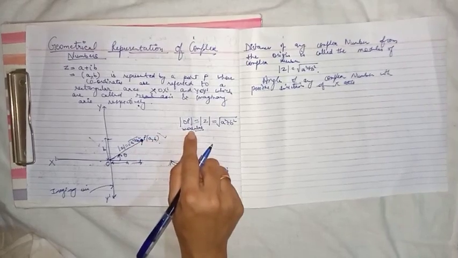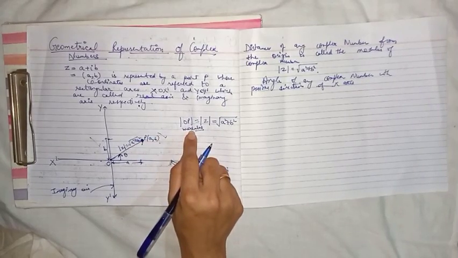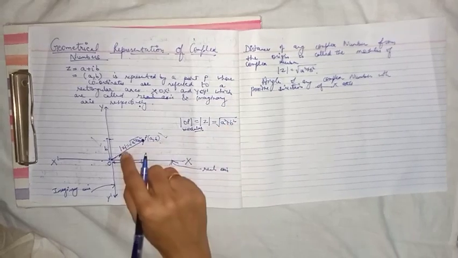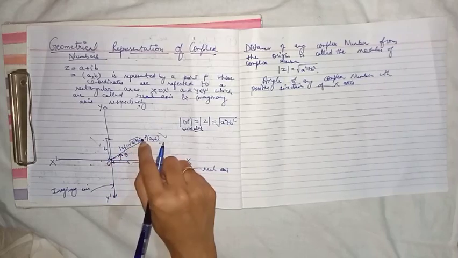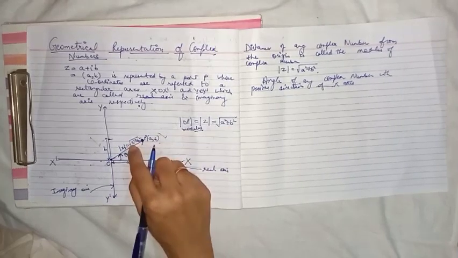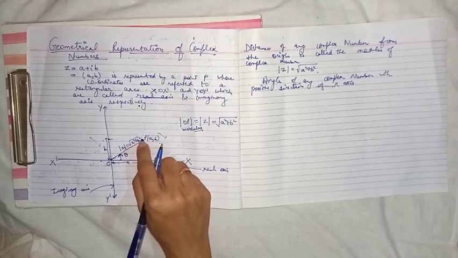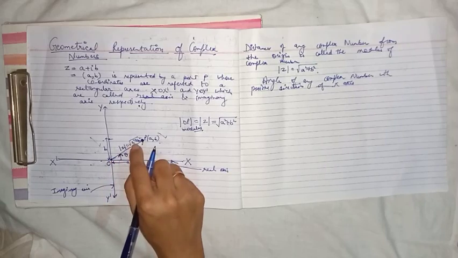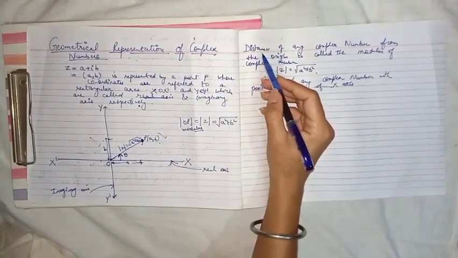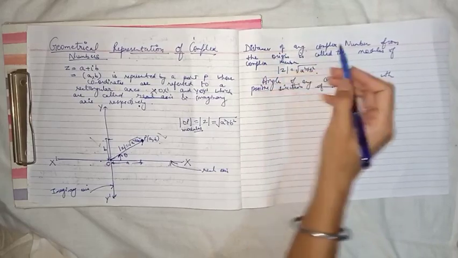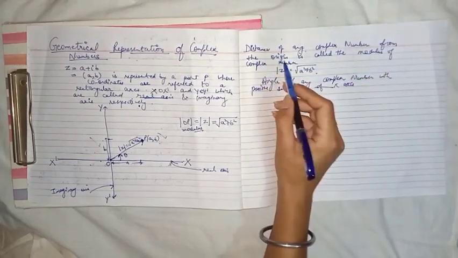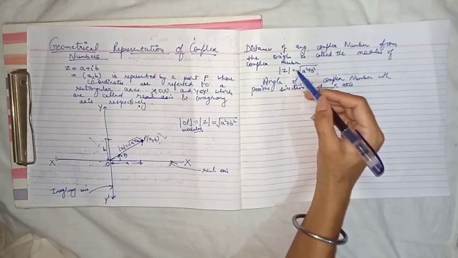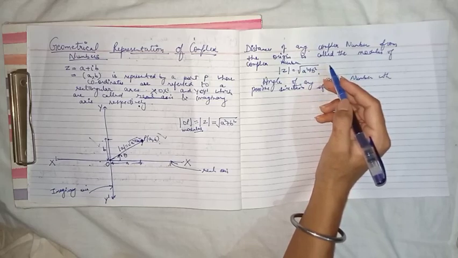Now what is modulus of complex number? You have already studied this. It is the square root of real part square plus imaginary part square. So this OP is the length and it is equal to the modulus, which is equal to square root of a square plus b square. You can write the distance from origin to the complex number is called the modulus. I have written here, distance of any complex number from the origin is called the modulus of complex number, equal to mod z equal to root a square plus b square.